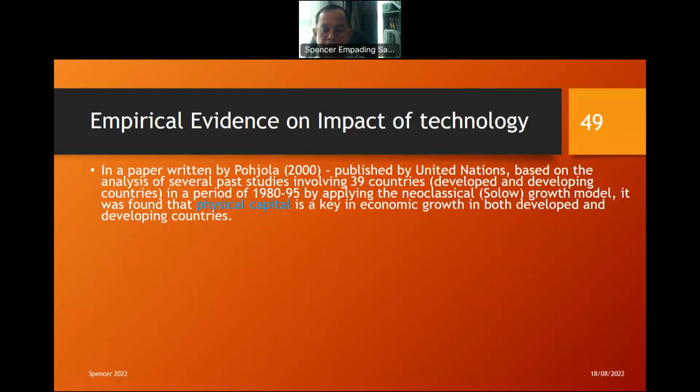So the finding was that physical capital is a key, principal factor in economic growth in both developed and developing countries. So it is the most important ingredient for economic growth, physical capital.